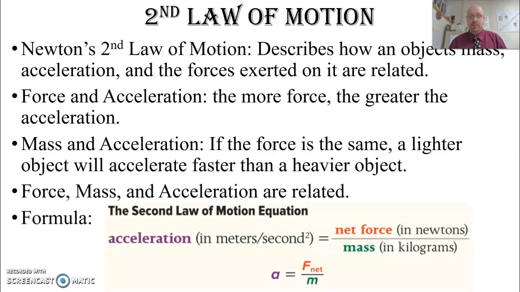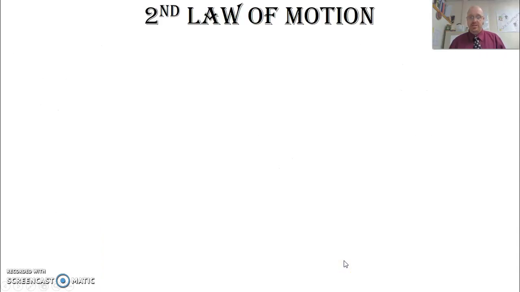So here is our formula. The second law of motion equation is acceleration, in meters per second squared, equals net force, which is in newtons, divided by mass in kilograms. It's also usually written F equals ma. So the force on an object is the product of its mass and acceleration. We multiply the mass and the acceleration, and we get force. And this is one of the ways to write that using algebra. So acceleration is force divided by the mass.